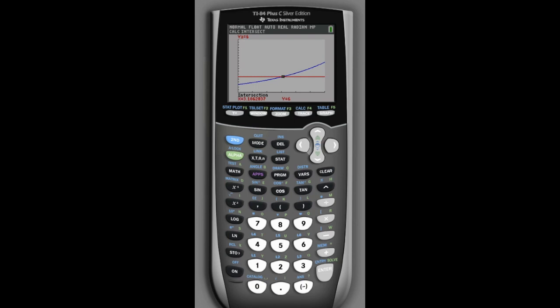The domain is going to be pretty easy to figure out here. It's going to be from 0 to 6 because the question basically told us what the domain is. What I don't know is the range. I know that I start at 3, but I don't know where I end.